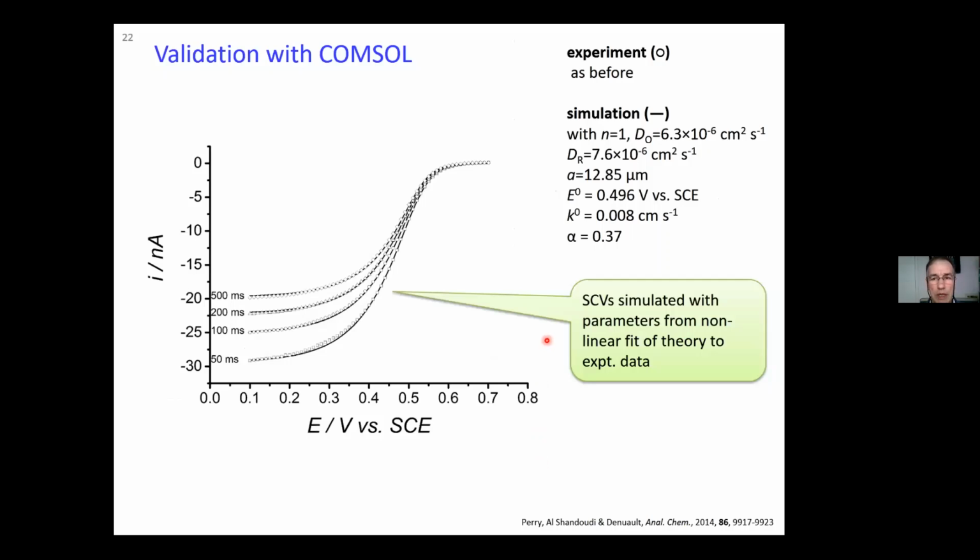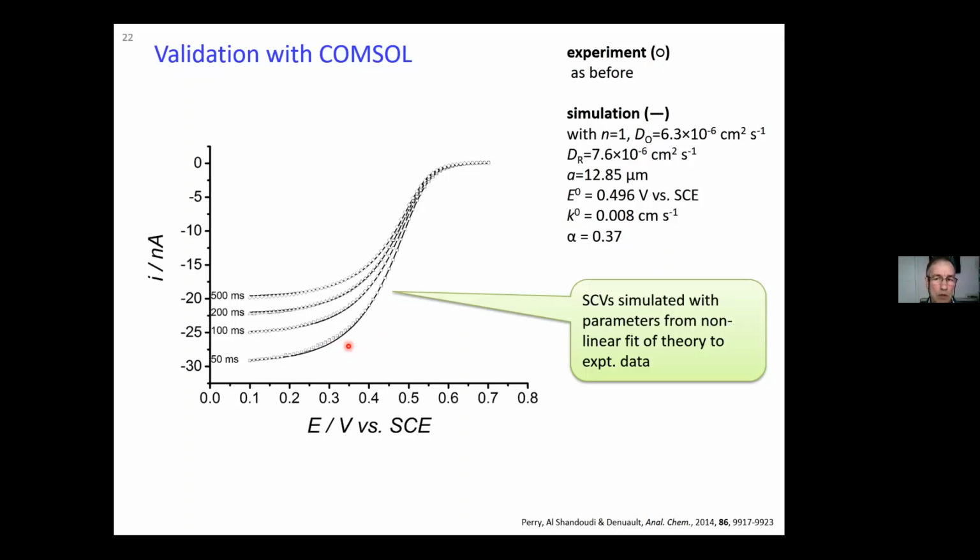So what we did was to take the values of the kinetic parameters derived from the fit, and we then used them to simulate sample current voltammograms for the microdisc electrodes, and we overlay here the simulated sample current voltammograms with the thick line and the experimental sample current voltammograms with the symbols.